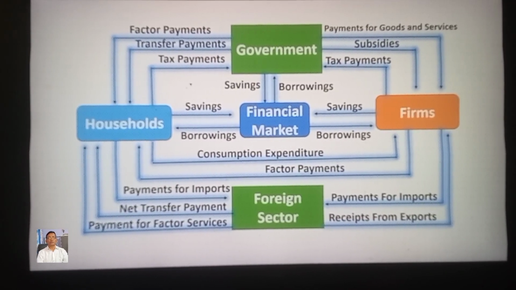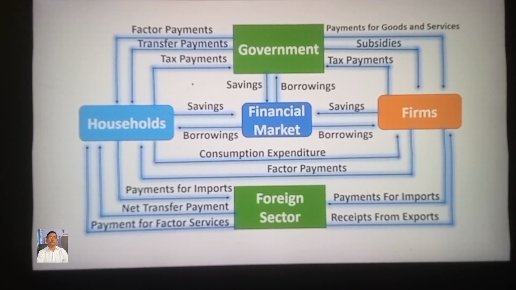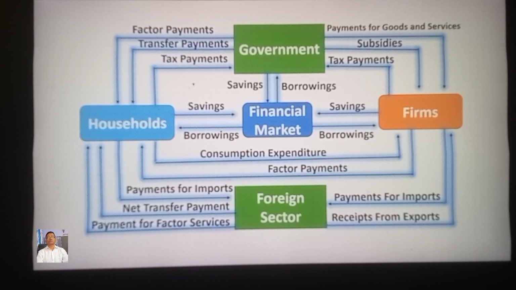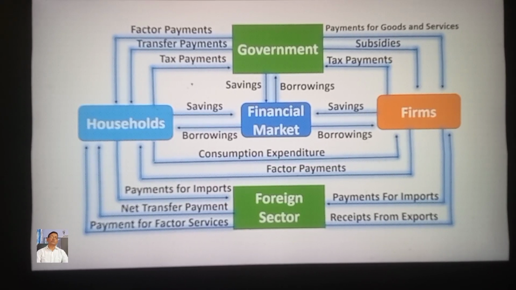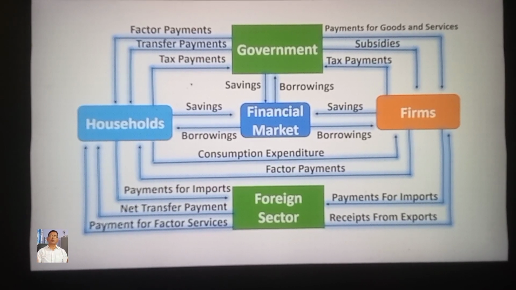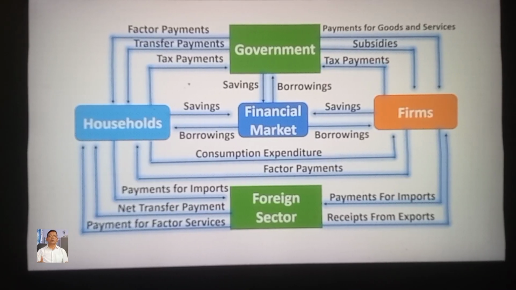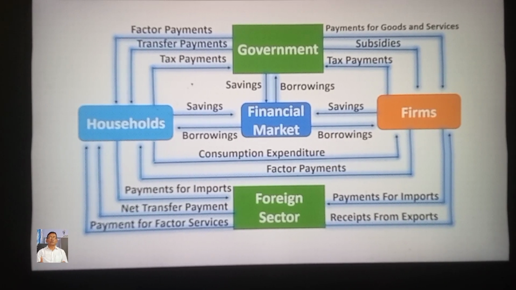Government. The government receives revenue for the sale of goods and services, fees, taxes, etc. from the firms, households and the foreign sector. It also makes factor payments to households and spends its revenue on transfer payments and subsidies.